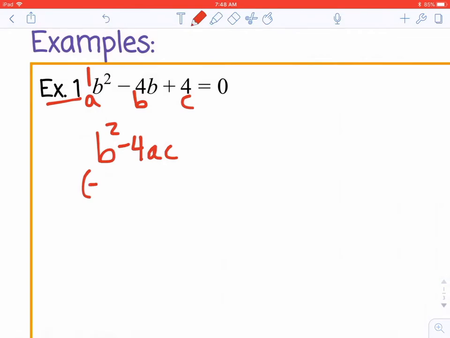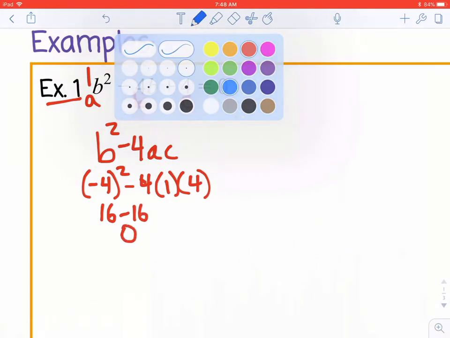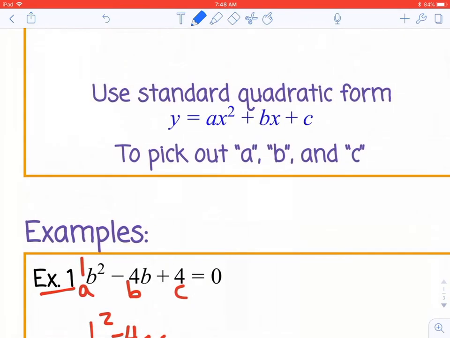Sorry, my pen is not cooperating. There we go. -4 squared minus 4 times A, which was 1, and C, which is 4. So then we get 16 minus 16, which is 0. So we're going to take that and plug it into our quadratic formula.